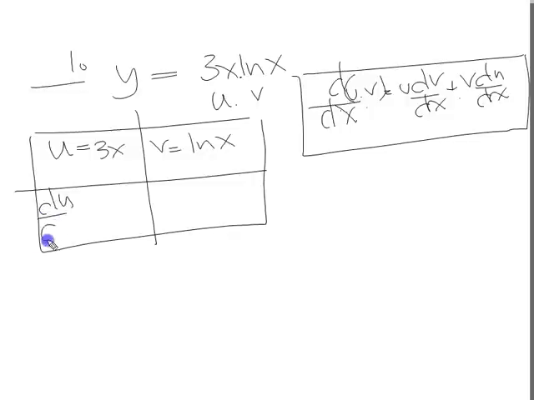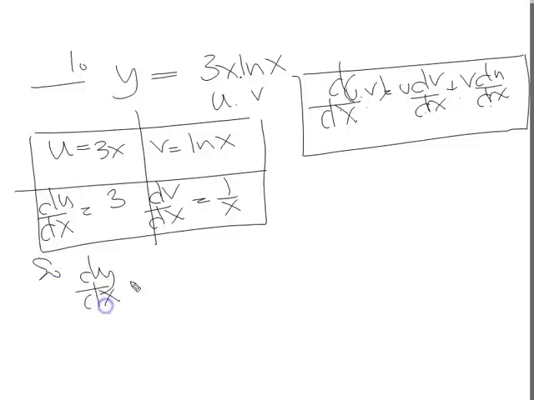We need du/dx in the answer, don't we? Because it's here, there. So that differentiates to 3. And dv/dx, the log differentiates to 1 over x, doesn't it? There we are. That's all the constituent parts we need to work out the answer. So then, let's work out the answer then.